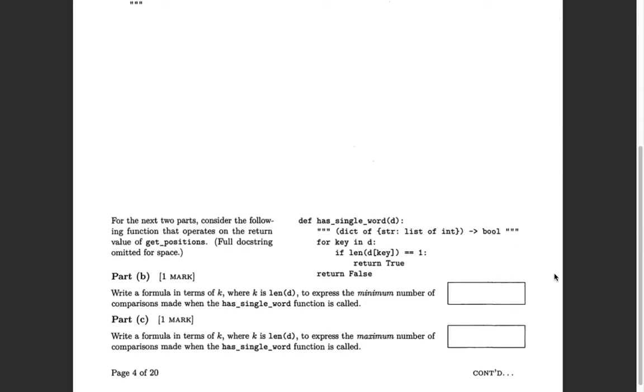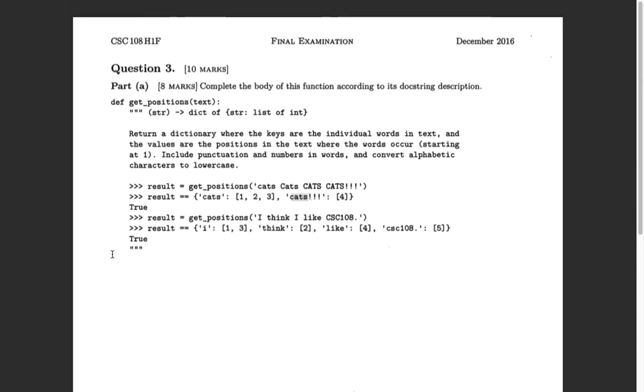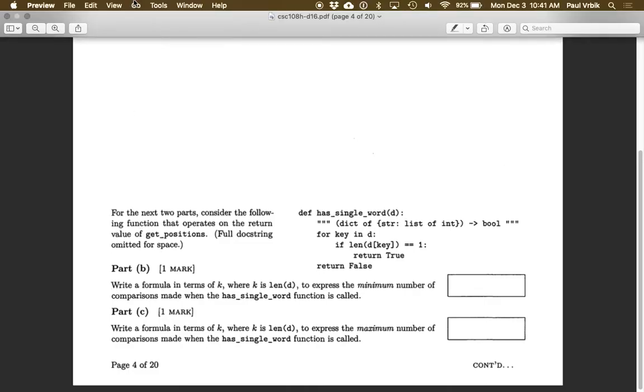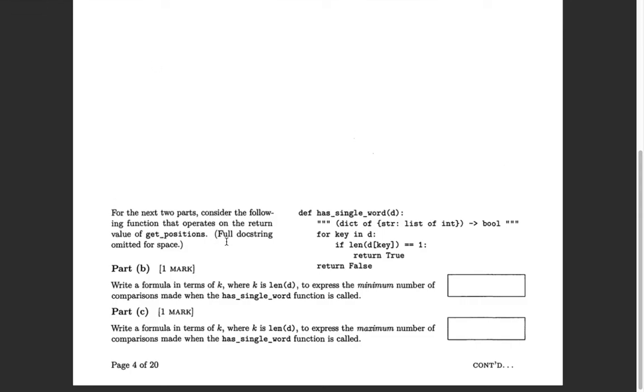For the next 2 parts, consider the following function that operates on the return value of get positions. Were there questions about that code? Okay. Write a formula in terms. Oh, they want us to calculate the. Wait, how does part A relate to part B and C here? It doesn't. Oh no, it is related. They're saying you're getting output from the procedure you just wrote, and you're going to give it to this new thing.